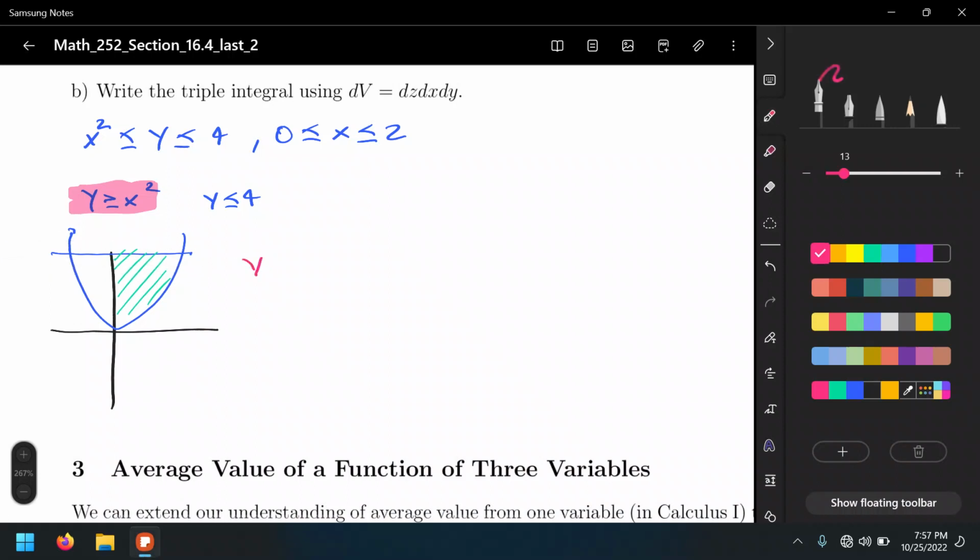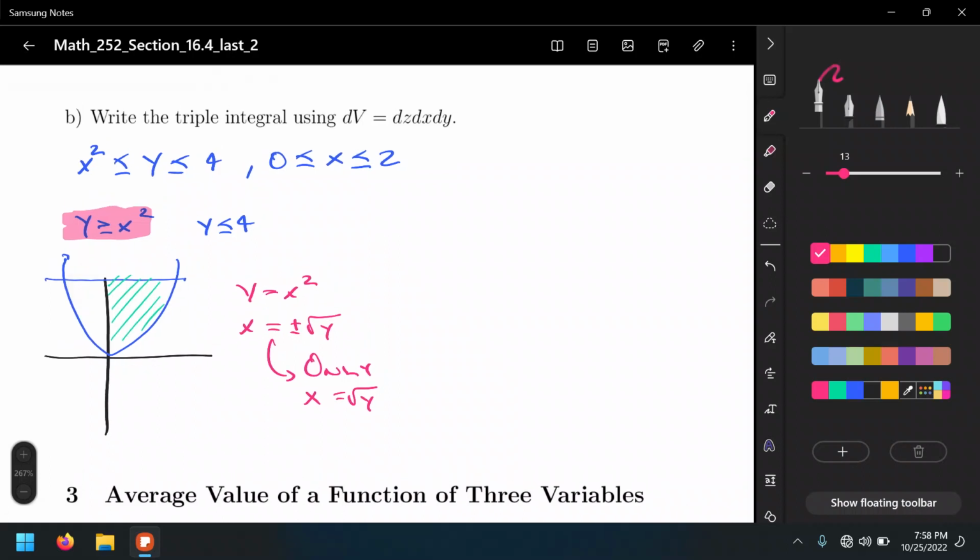If we look at y equals x squared, this gives x equals plus or minus the square root of y. By the square root property, we should technically get two solutions, the negative and the positive. But because of the limit in the direction of x, 0 to 2, we only care about the positive. So x equals the square root of y, not y equals root of x.